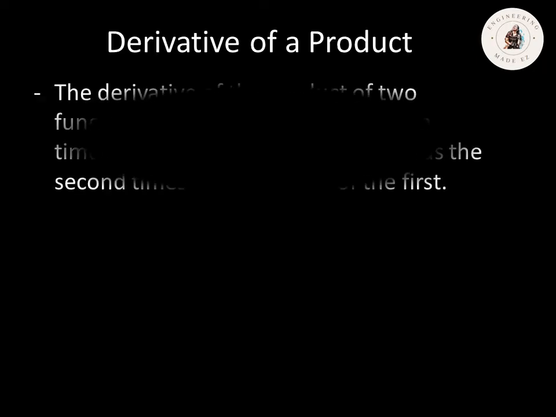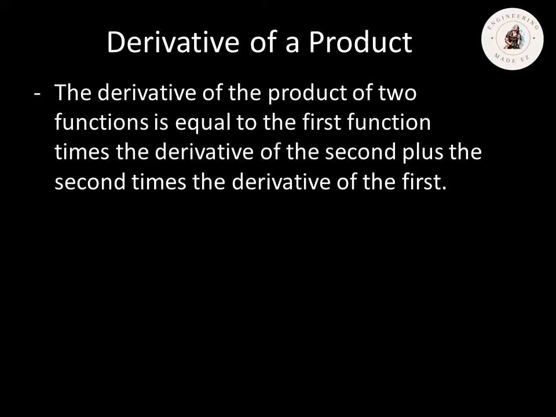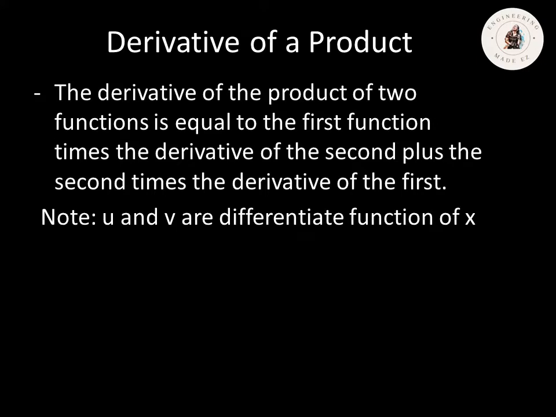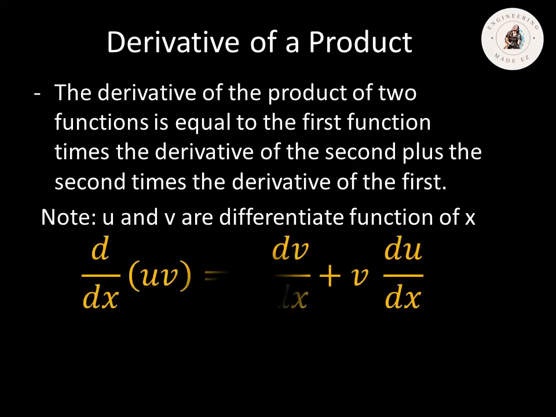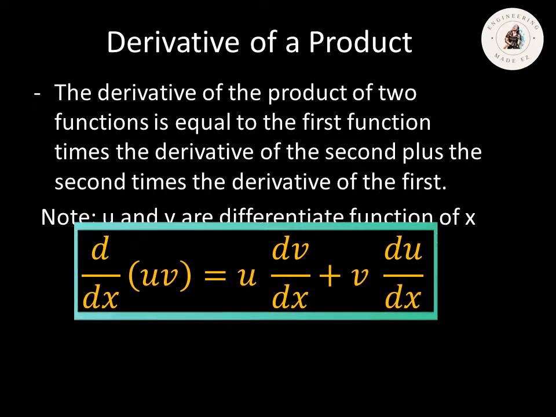Next is the derivative of a product. The derivative of the product of two functions is equal to the first function times the derivative of the second plus the second times the derivative of the first. Take note that u and v are differentiable functions of x. We have the formula, the derivative of uv with respect to x is equivalent to u times the derivative of v with respect to x plus v times the derivative of u with respect to x.